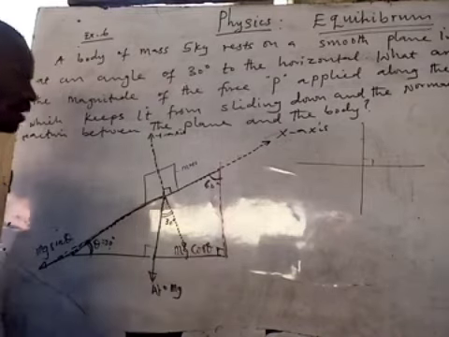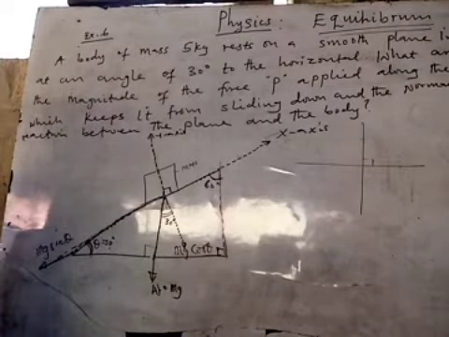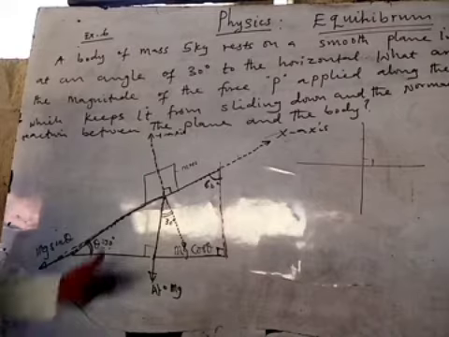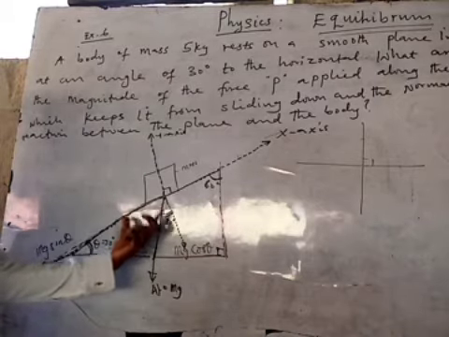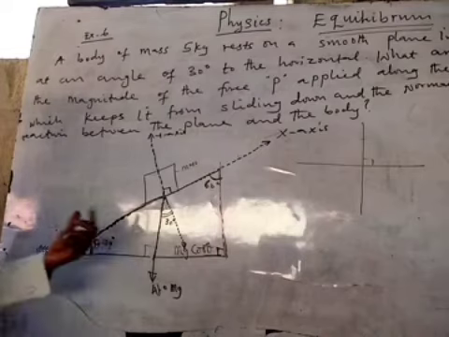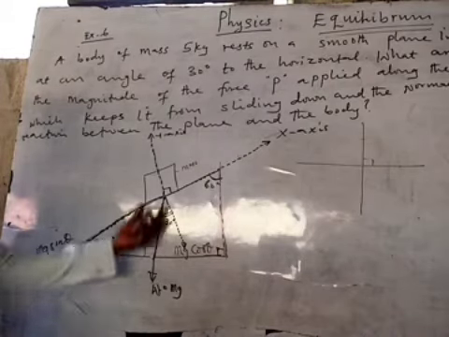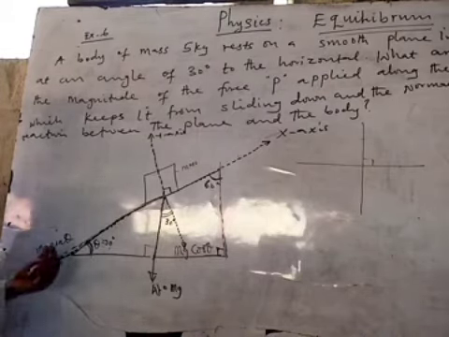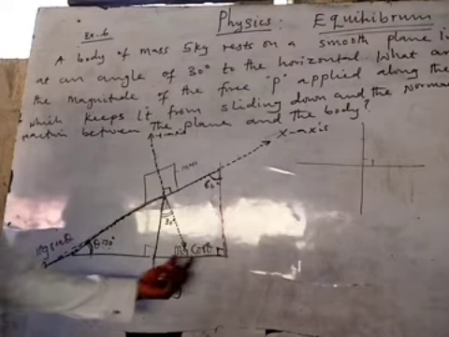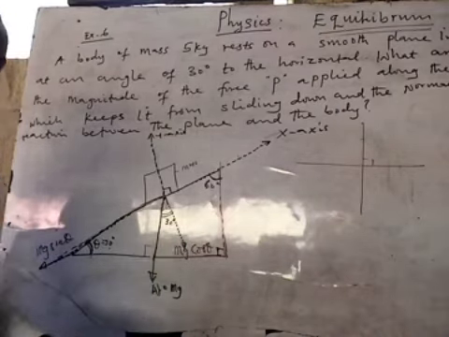Go back to your chapter 4 of this material on problems involving forces acting on a body lying on an inclined plane. You will see that when you resolve the weight horizontally, what you get is mg sine theta. And when you resolve it vertically, what you get is mg cos theta.